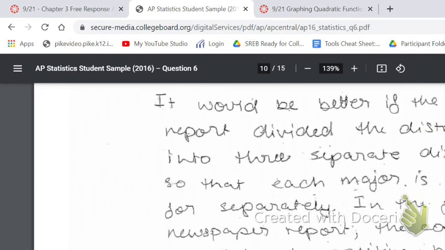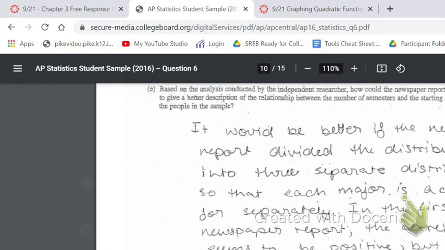Their answer to the last part, let me see if I can fit it all up on the screen. It would be better if the newspaper report divided the distribution into 3 separate distributions so that each major is accounted for separately. In the first newspaper report, the correlation seems to be positive, but after evaluating the effect of each explanatory variable on the response variable, in the second study, we see that the associations, plural, are actually negative.